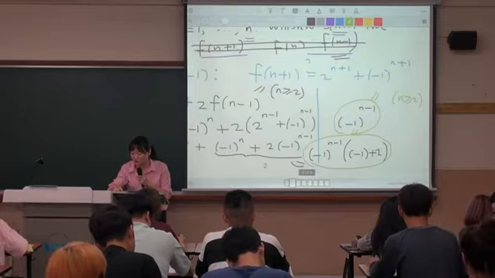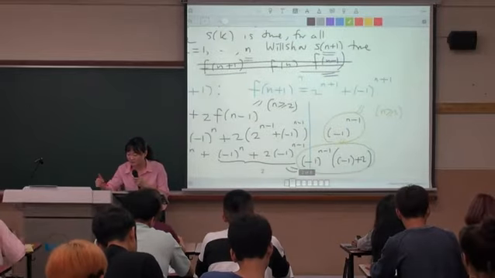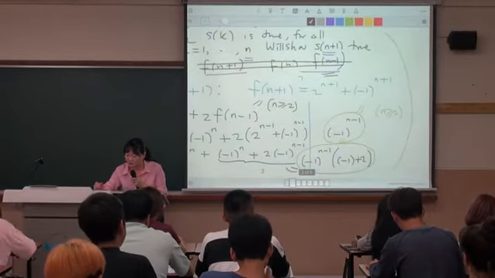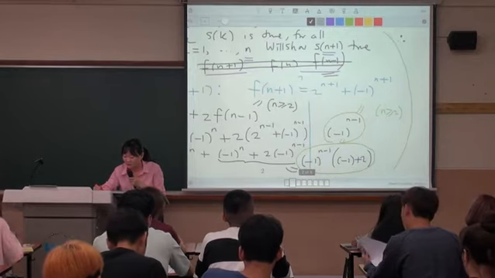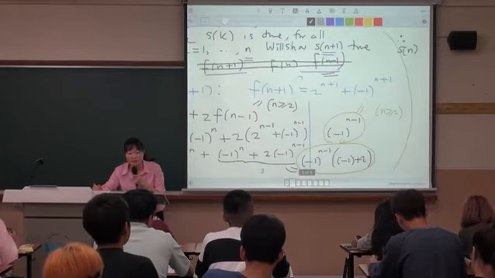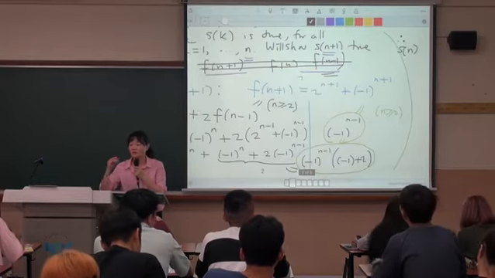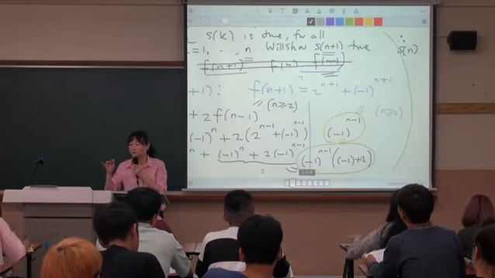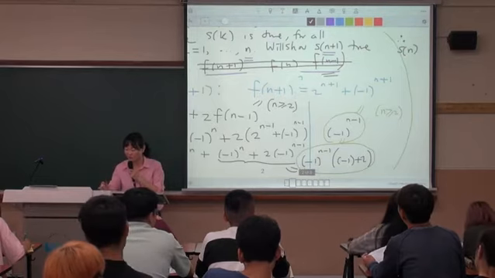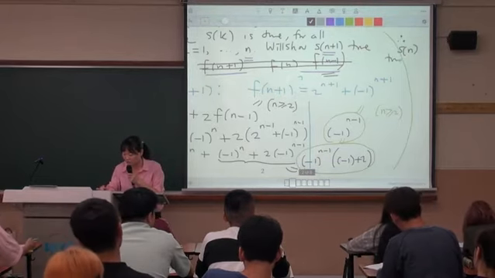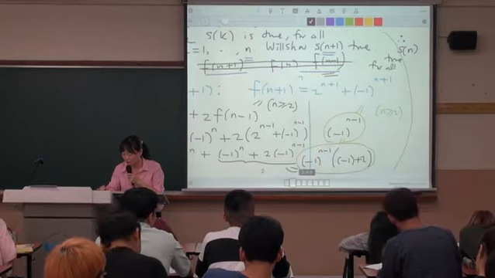Okay, so the conclusion, therefore, S of n is true for what n? For every positive integer n, starting from 1, 2, 3, 4. True for all n.